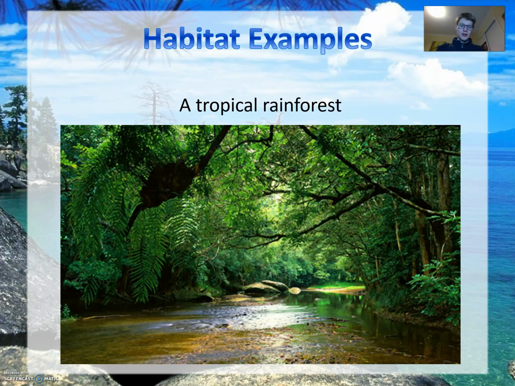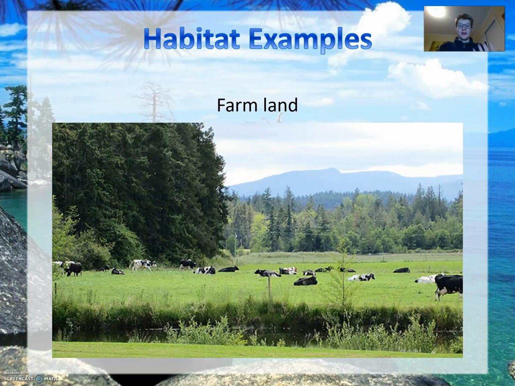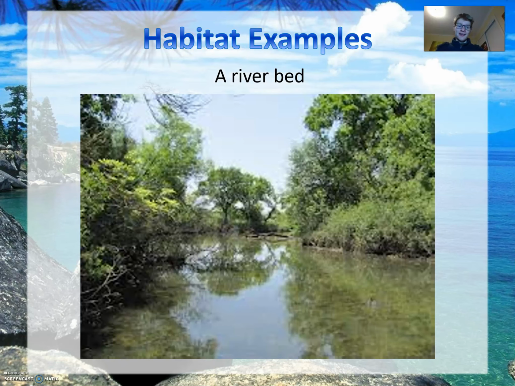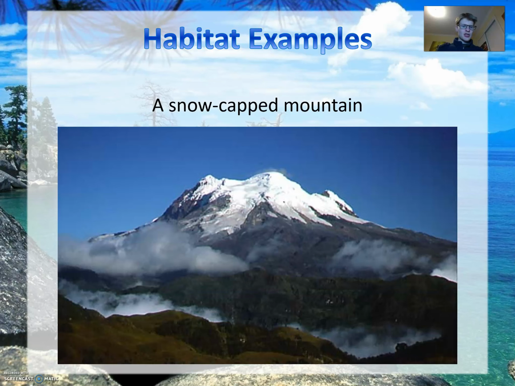We can have different types of habitats, such as a tropical rainforest, an arid desert, or even farmland, because that's a habitat for cows and livestock. Shallow seabed. Note, I'm not saying the ocean is a habitat. Well, it is, but the term ocean is just really, really broad. We've got to separate the ocean into some simpler places. A riverbed, that's another type of habitat. Grassy plains, snow-capped mountains. I think you get the idea.